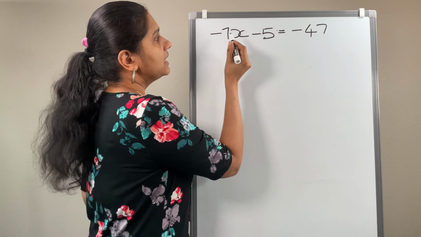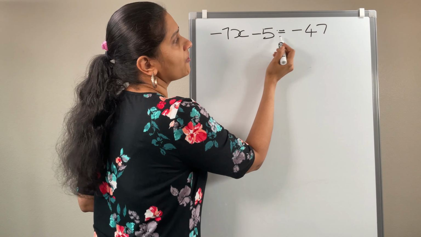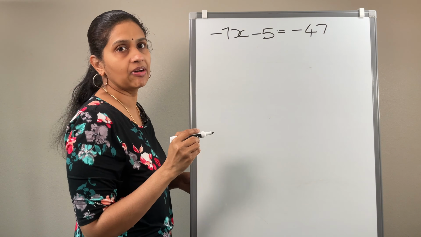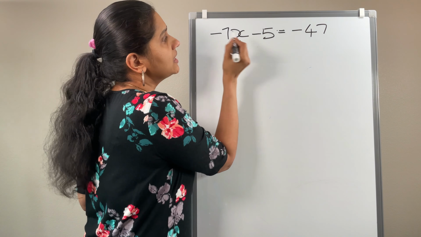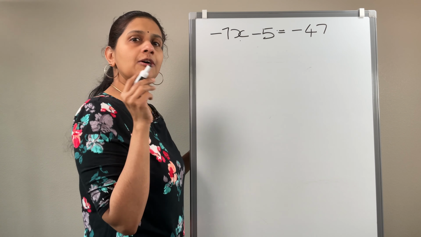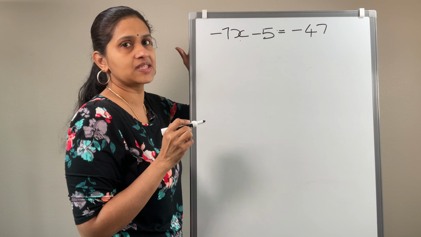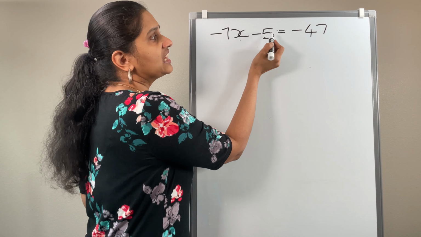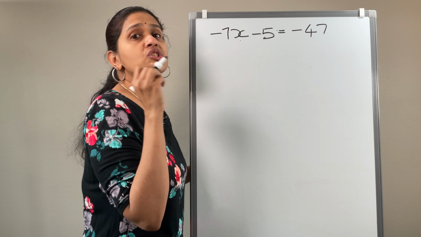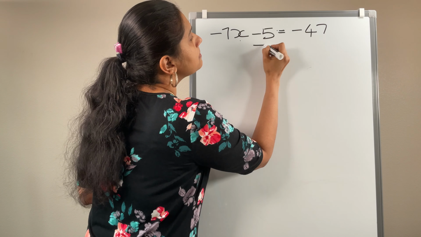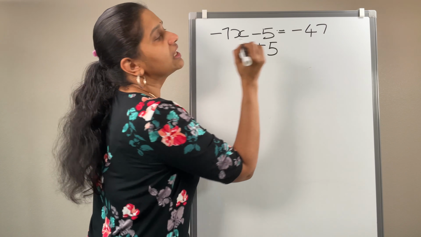Consider the example negative 7x minus 5 equal to negative 47. So, our aim is to isolate this variable x. For that, the first step is we have to avoid negative 5 on the left side. For that, you have to take the inverse of negative 5, which is positive 5. So, I am simply adding 5 on the left side.